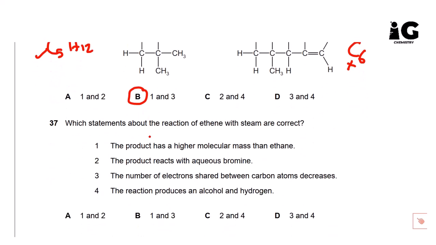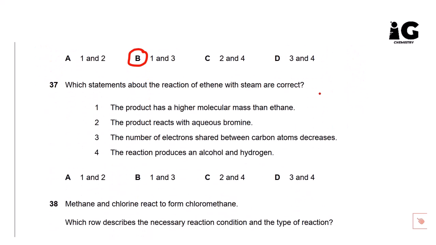37. Which statements about the reaction of ethene with steam are correct? So ethene, this has a double bond, with steam, H2O, this is water. The process is called hydration. This is an addition reaction because it is unsaturated. So the product has a higher molecular mass than ethene.